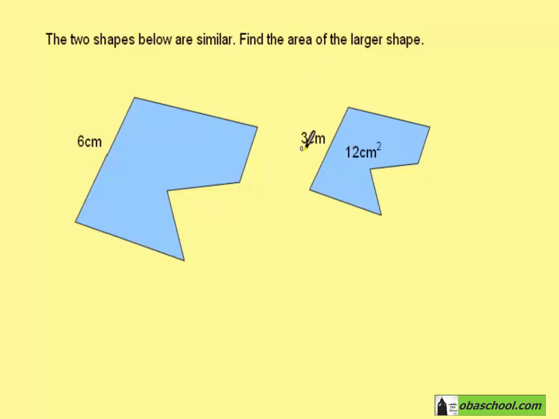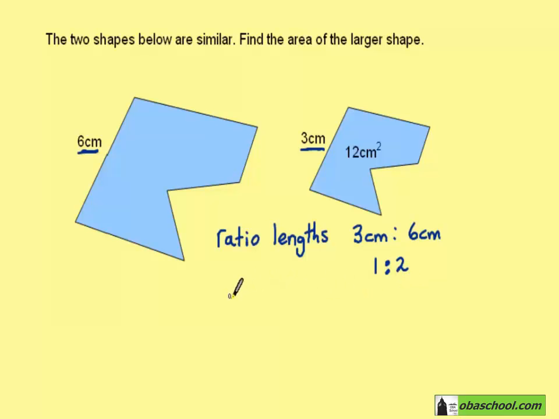Looking at the lengths first, this length is 3 centimeters, and the corresponding side in the larger shape is of length 6 centimeters. So if we consider the ratio of the lengths, this ratio is 3 centimeters to 6 centimeters, and this cancels to 1 to 2.